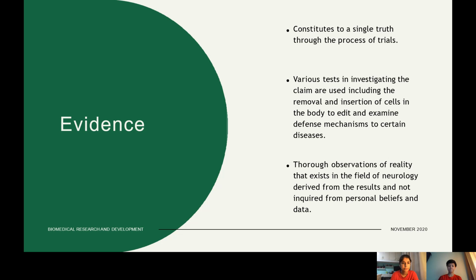The post-positivist paradigm is used to gather data and evidence based on observations and trials that has been proposed regarding genetic therapies on the treatment of neurological diseases. This paradigm constitutes a single truth through the process of trials in determining the benefits and risks of the CRISPR-Cas9 system. One of the scientific processes conducted to prove this point is through various tests wherein scientists remove some human cell in order for one to be able to edit the DNA sequence.